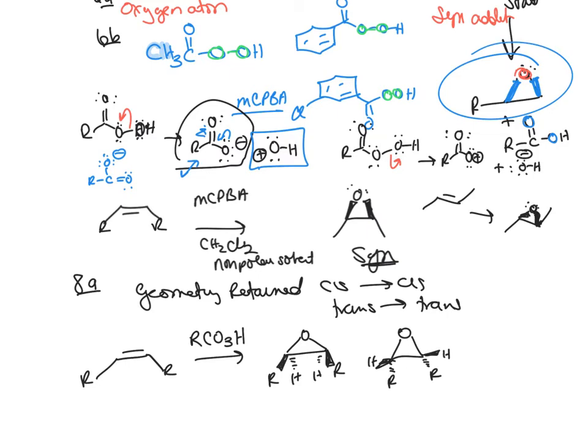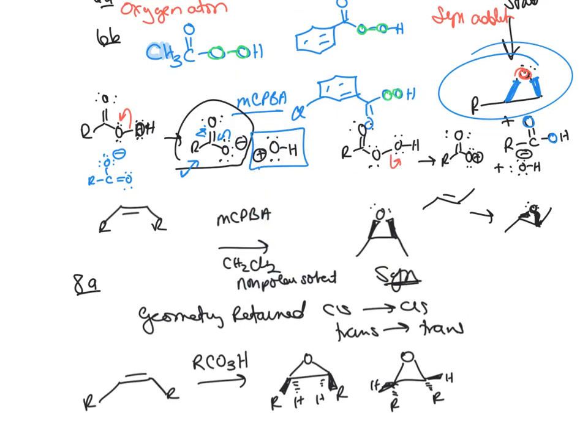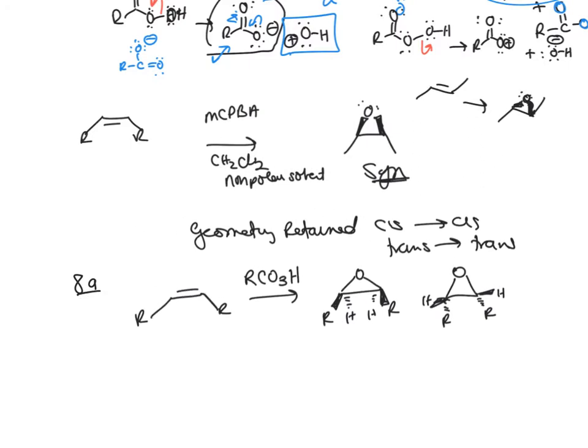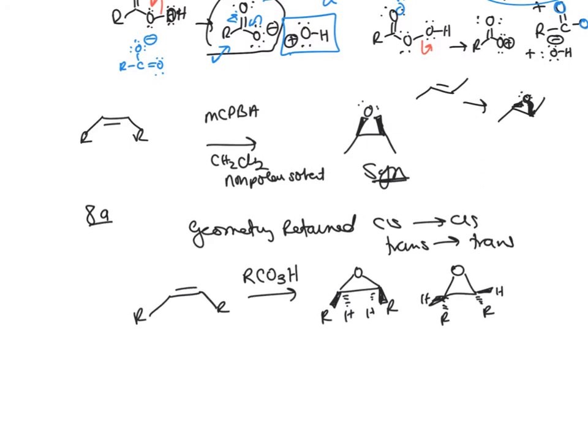And then 8B, draw the products formed on reaction of the following alkene with a peroxy acid showing syn addition and retention of stereochemistry. So I'm going to go ahead and write out the phenyl. You'll want to get this in your reaction sheets because you'll want these reactions for organic 2. So we have the phenyl on opposite sides here.